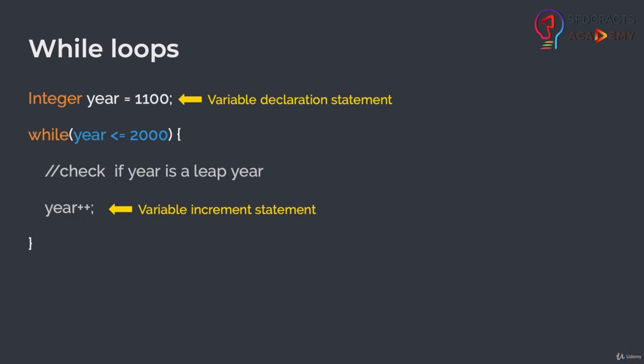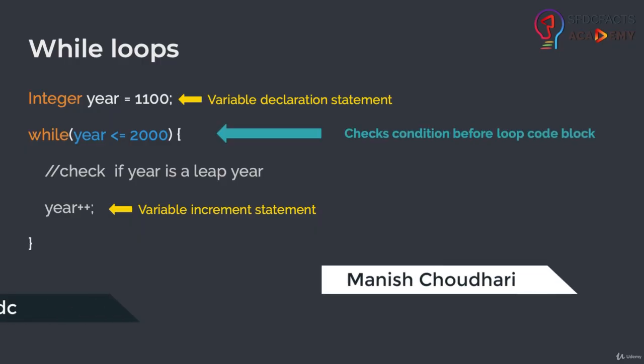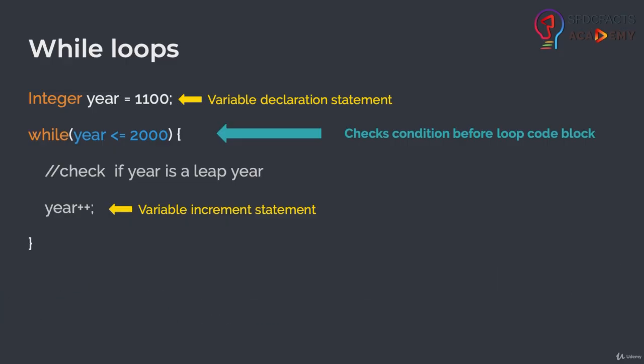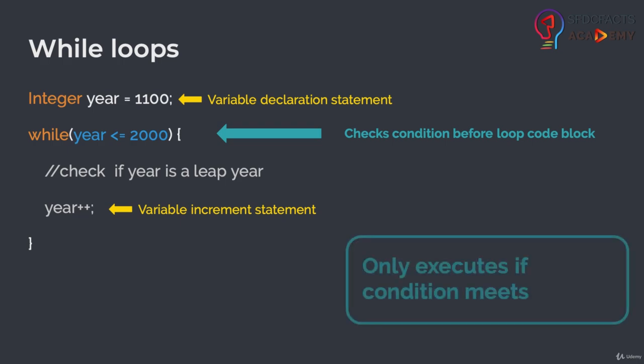However, the only difference between a while loop and a do while loop is the while loop checks for the condition before the loop code block executes. So let's say your year value is 2001 in the beginning, then your while loop will never execute because it checks for the condition first and then it executes your loop code block. So this means a while loop only executes when it meets the condition, whereas a do while loop always executes at least once.